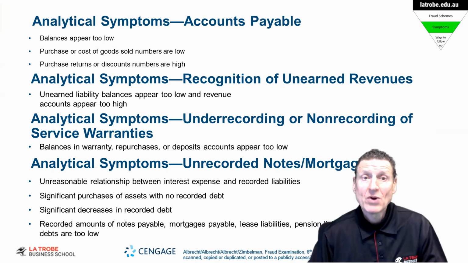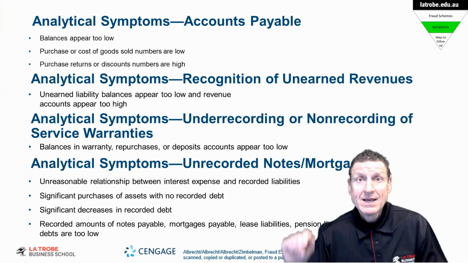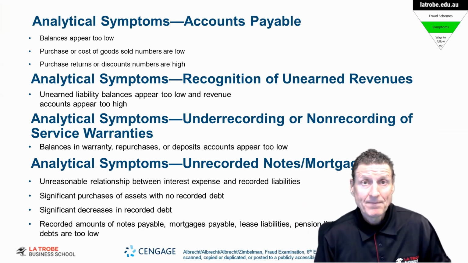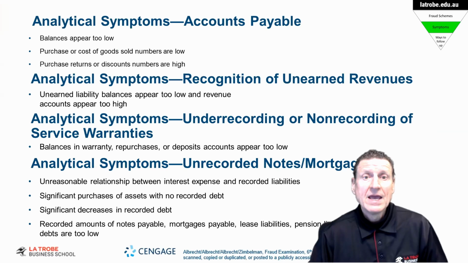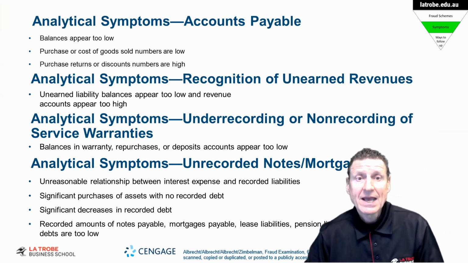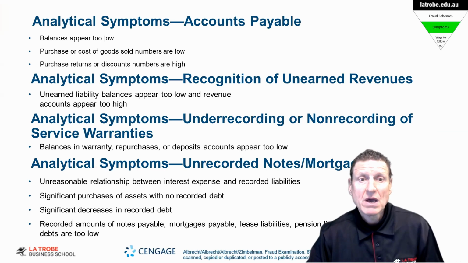The balances in warranty repurchases or deposits accounts appear too low. If you have a warranty on your product, as an auditor or fraud investigator, there should be some allowance made for future warranty claims. And if there's not, then obviously there is a red flag. Analytical symptoms, unrecorded notes, mortgages. Again, more examples of what you can look for as a fraud investigator.